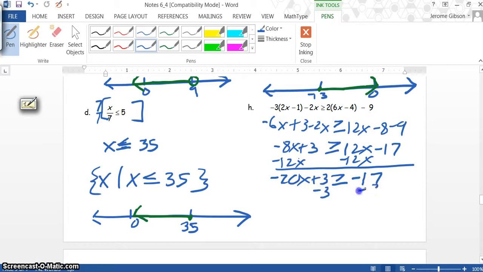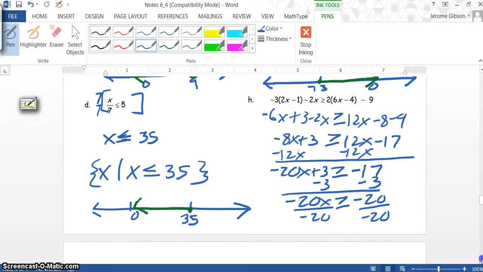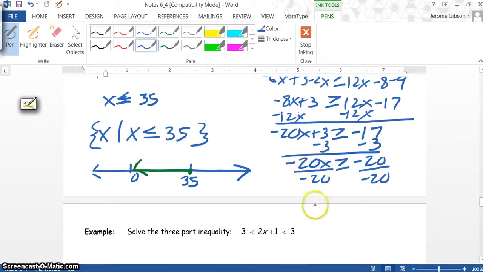Now we will subtract 3 on both sides. And we will have negative 20x is greater than or equal to negative 20. Divide each side by negative 20. And we will have x, we have to change the direction of the inequality, is less than or equal to positive 1. Now we want to write this as a solution set. So we have the solution set of x is less than or equal to 1.